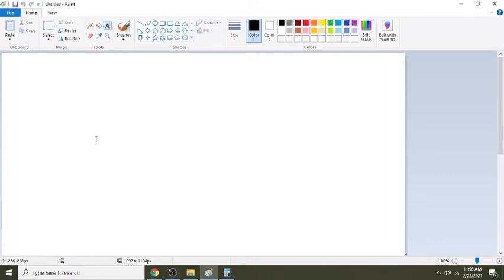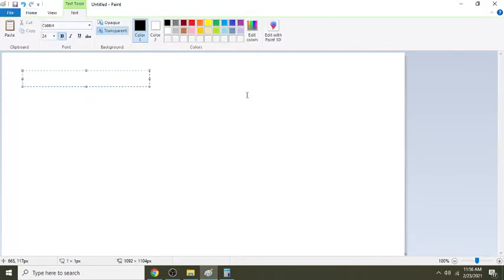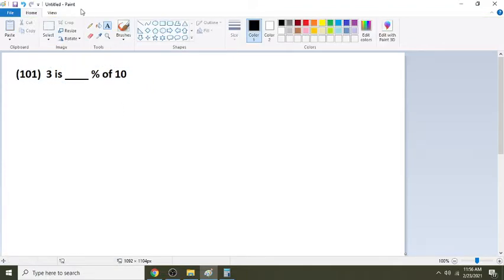And let's first put it on paper. That will be question number 101. 3 is what percent of 10? That's it. That is the question. And we're going to solve it in the direct way.